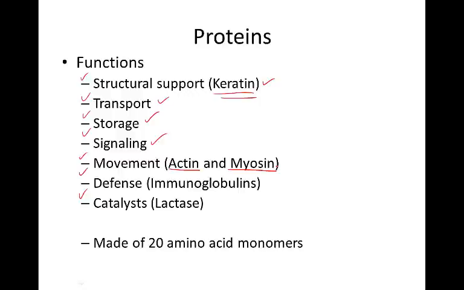Then we have catalysts. You might have heard of the term enzymes. So enzymes are proteins that catalyze chemical reactions. They help facilitate chemical reactions. An example of that would be lactase enzyme. Lactase enzyme is an enzyme that is produced that helps cells break down lactose sugar.